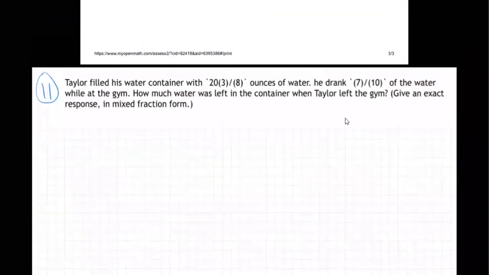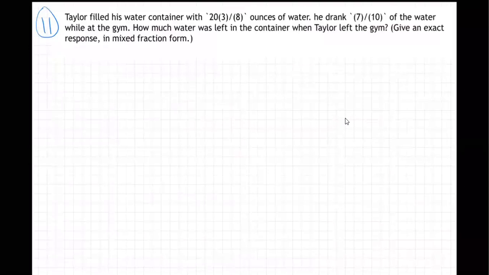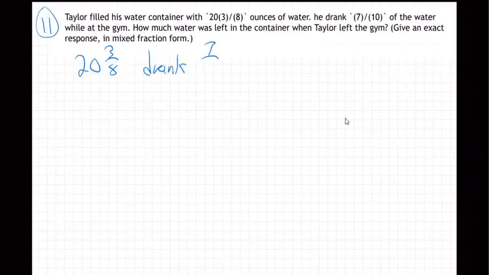Taylor filled his water container with 20 3/8 ounces of water. That's a funny way to say that. He drank 7/10 of the water. How much water was left in the container when Taylor left the gym?